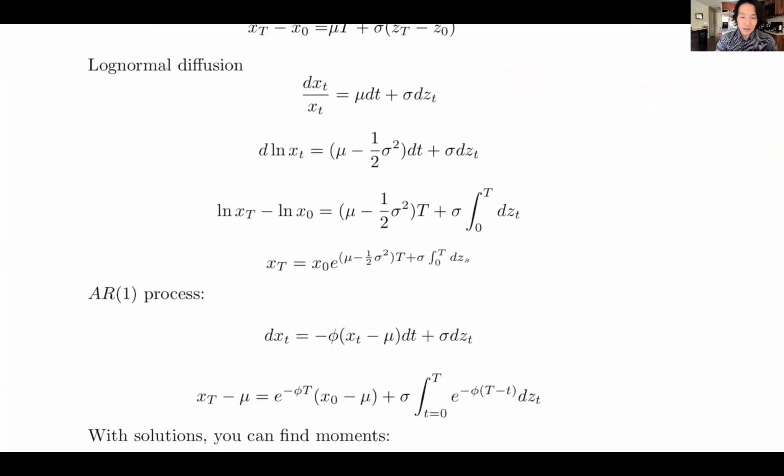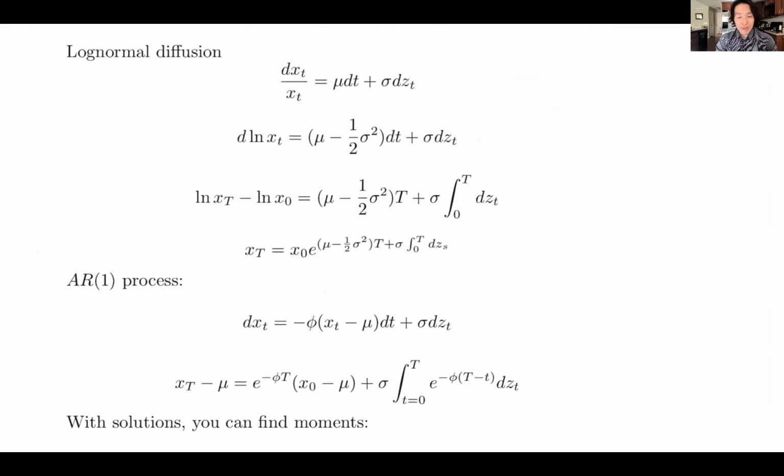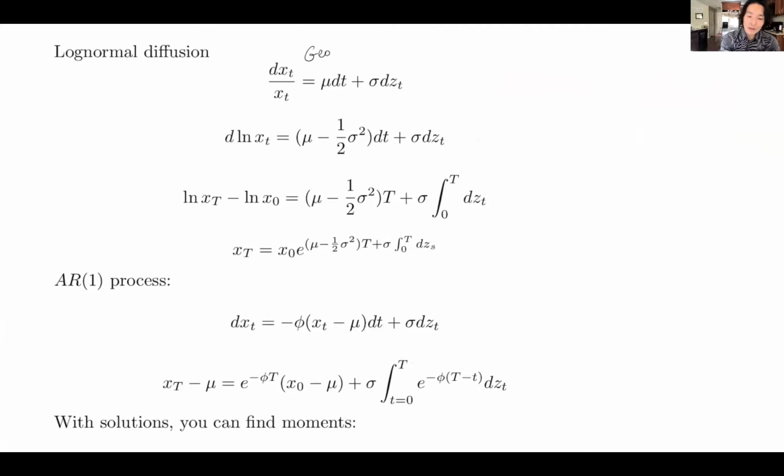The more complicated case is when the process follows the geometric Brownian motion, right? So this is the geometric Brownian motion case. Okay, so let's see how that changes with the geometric Brownian motion.